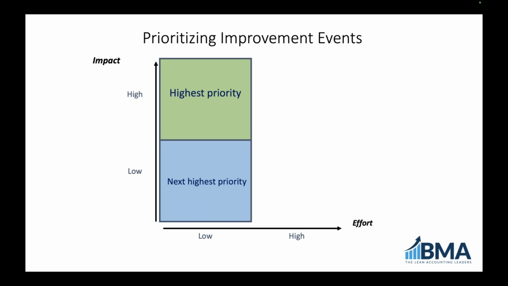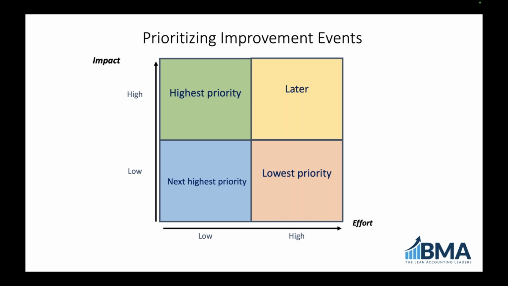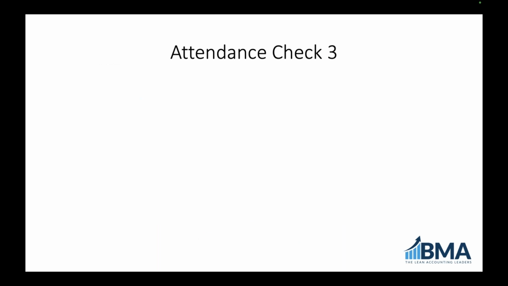The low effort, low impact, make those the next priority. High effort, low impact, lowest priority. And high effort, high impact, save those for later. The idea is to solve problems, and you don't have to be a hero and solve the biggest problem first. Solve a lot of little problems. That creates capacity to become more productive and solve the more complex problems.